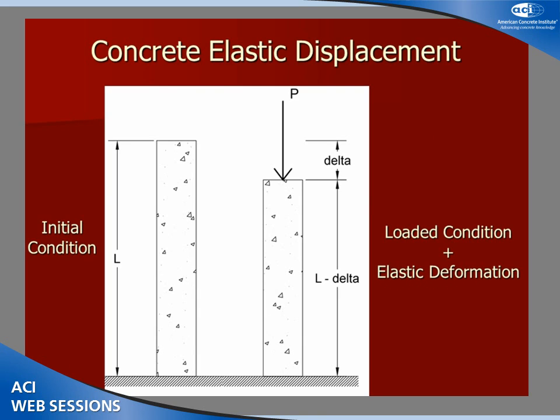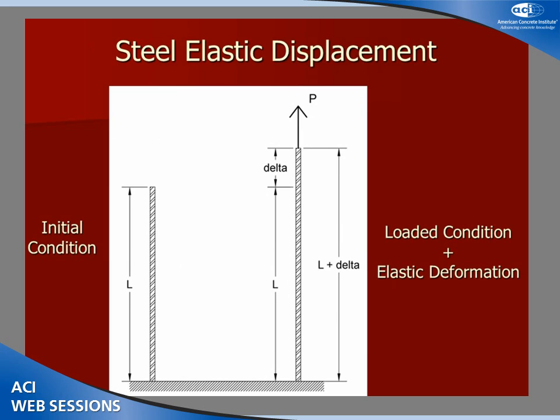Here's a quick schematic showing elastic behavior of concrete under load. Shown at right is the unloaded condition. A concrete specimen of length L is loaded. At left, it displaces with a change of length delta, leaving a final length of L minus delta. In a similar manner, a steel rod is shown here. At right is the unloaded condition. At left, it's loaded in a tensile manner, and it undergoes an elongation delta with a final length of L plus delta.